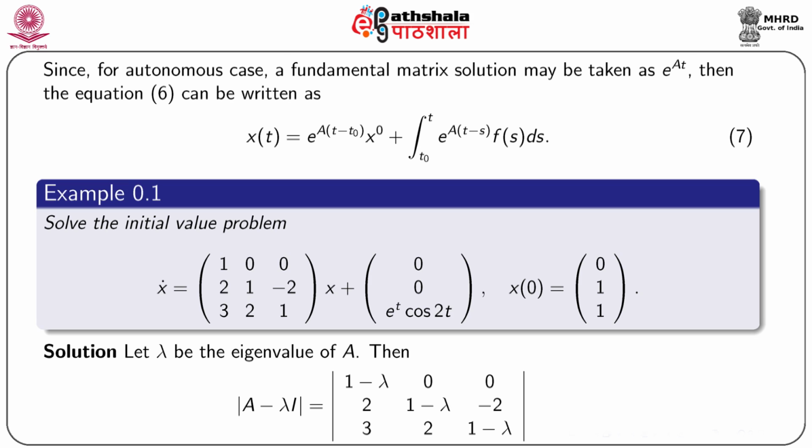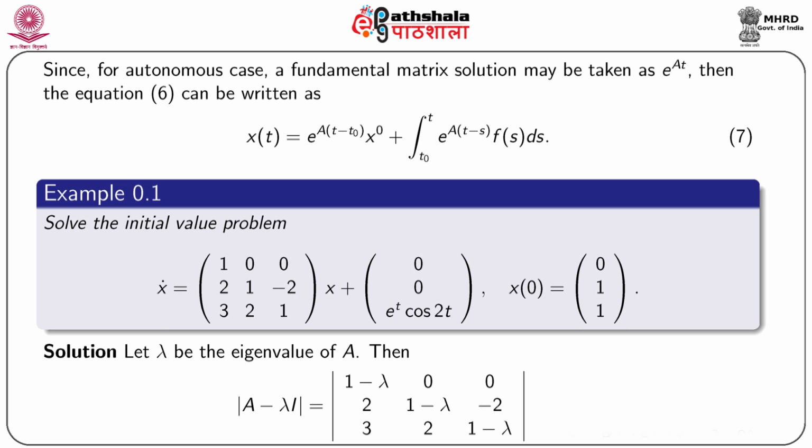We now look into an example where we solve the initial value problem dx/dt, which is x dot, equal to Ax plus f(t), where A is the matrix [1 0 0; 2 1 -2; 3 2 1] and f(t) is given by [0; 0; e to the power t cos 2t], with the initial condition x(0) equal to [0; 1; 1].